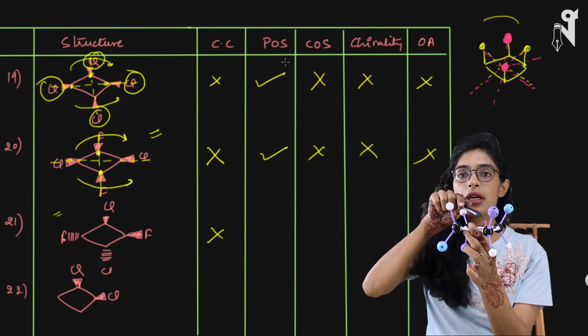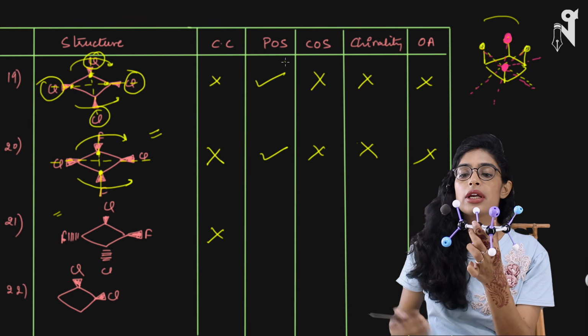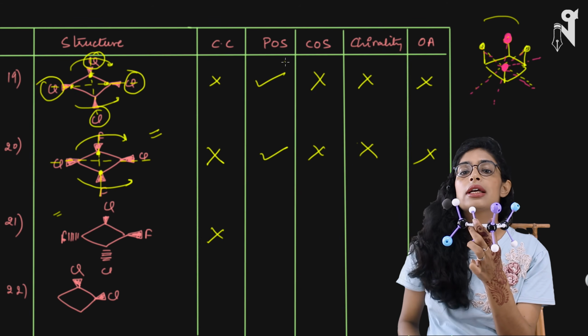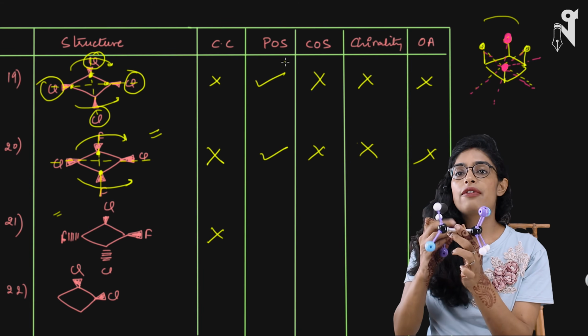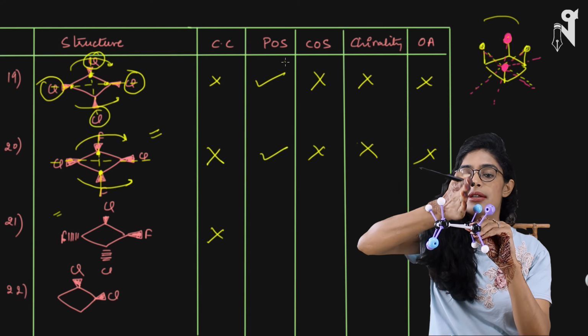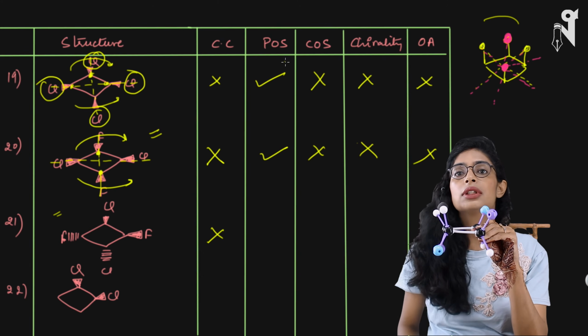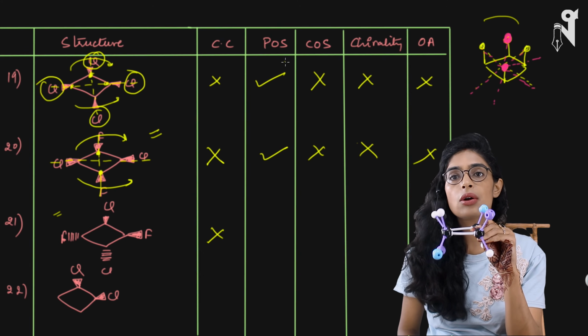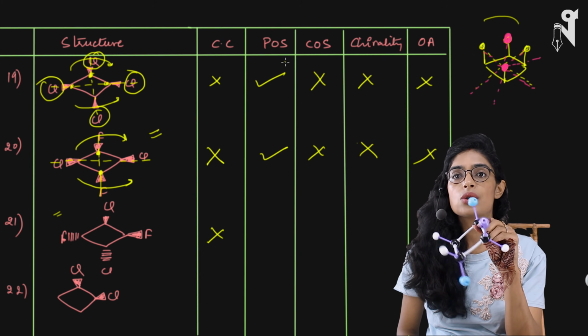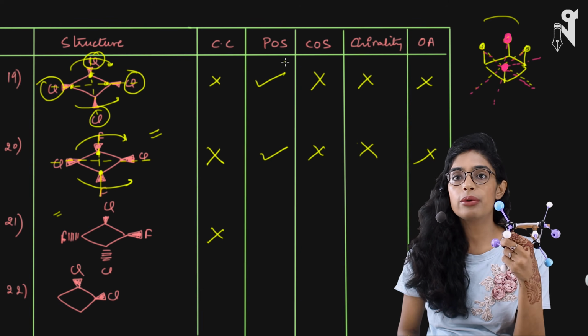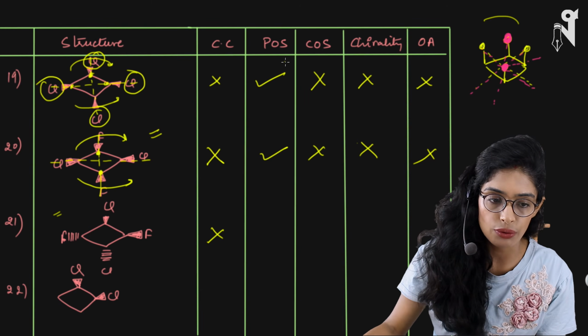If I cut it like this again, no use. If I cut it like a slice, is it of any use? No. If I cut the ring like this, is it of any use? No. It's still not giving me two equal halves. So does this molecule possess POS? I don't think so. So no POS over here.